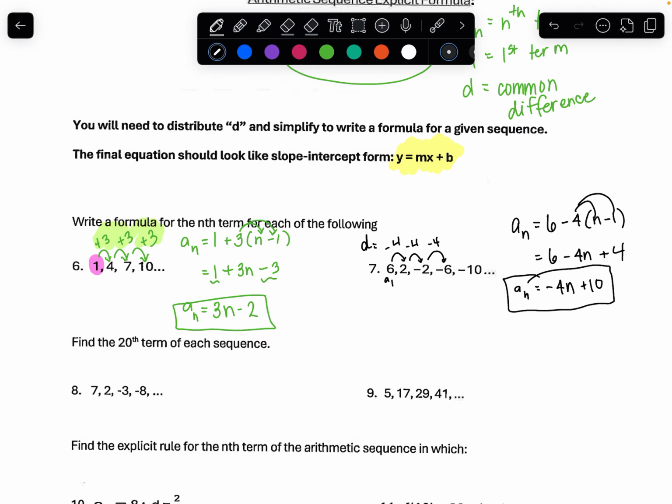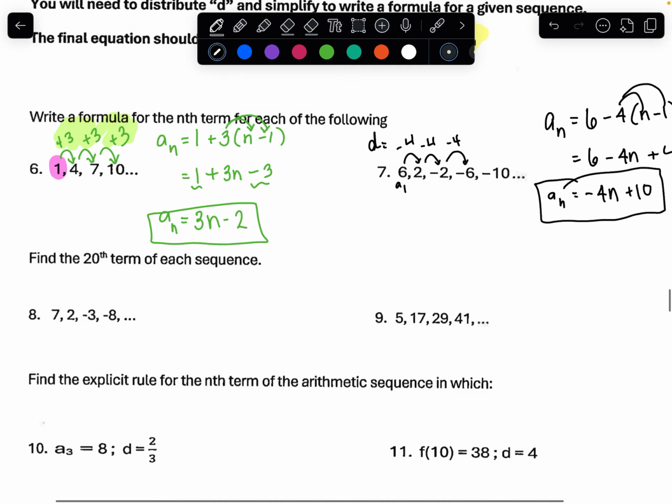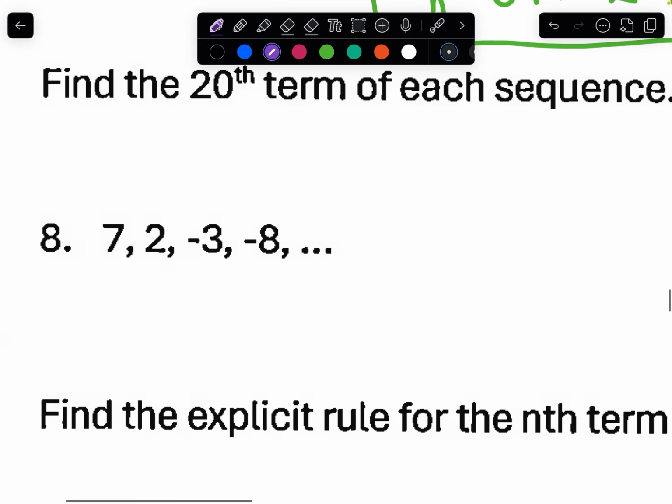Okay, so now the whole purpose of finding this explicit formula is that it will work for any nth term. So you could do 5, you could do 20 in this case. We really don't want to sit here and take our common difference and add it 20 times. So instead what we do is we find our explicit formula and then we plug in 20 for n.